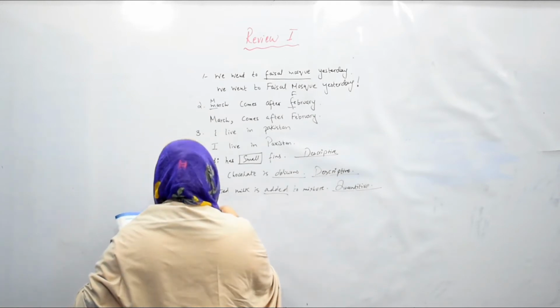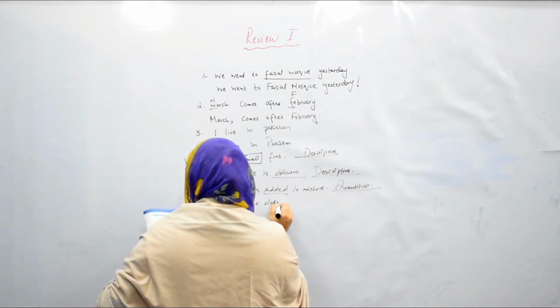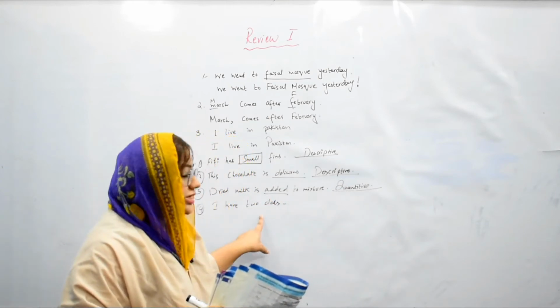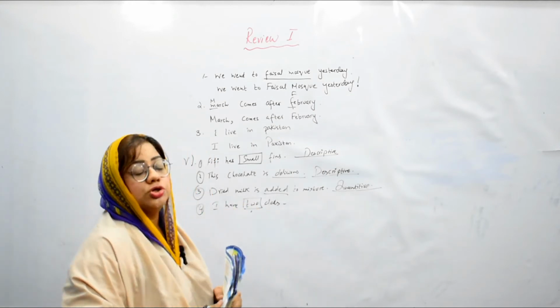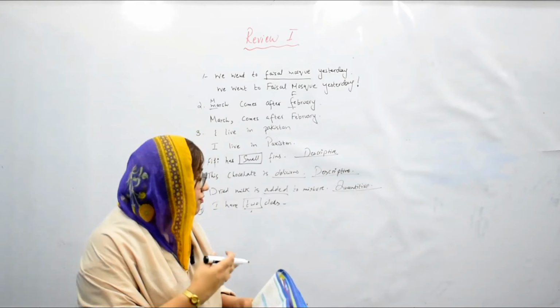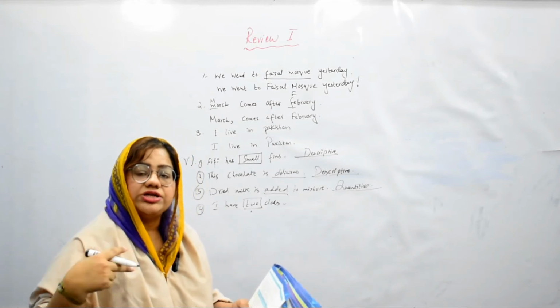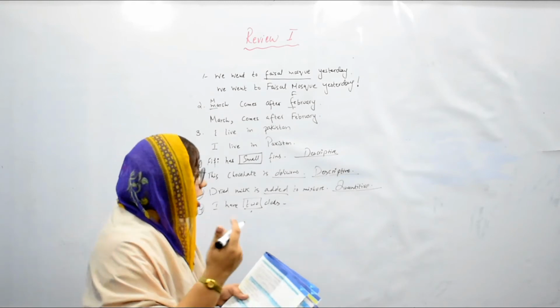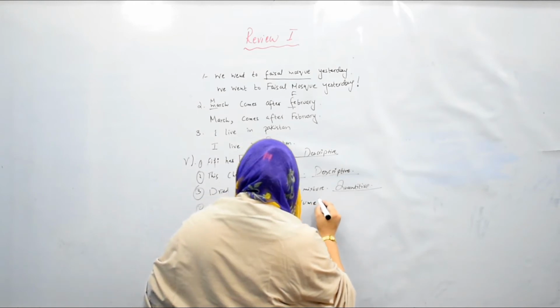Now number 4, I have 2 dolls. Now you can see, students, here they have written in the sentence 2, the numeral adjective. They're defining that I have 2 dolls. So what they are describing are numeral adjectives.